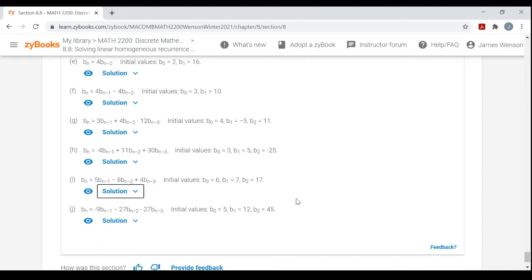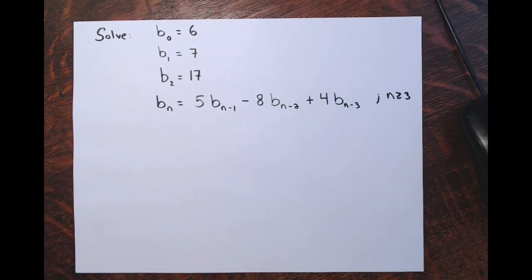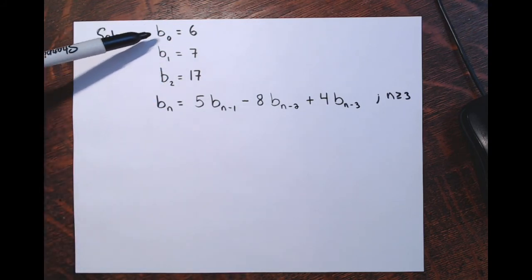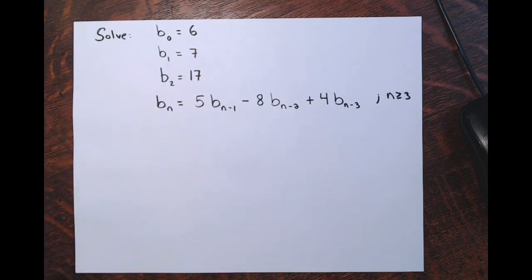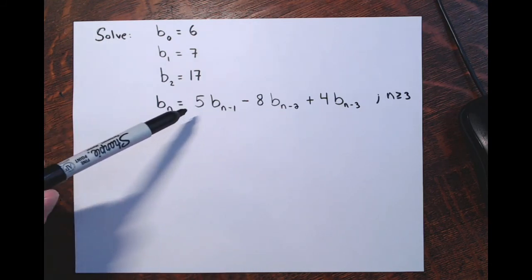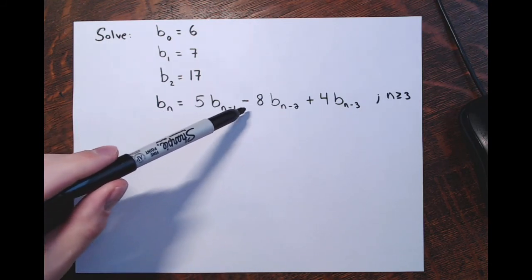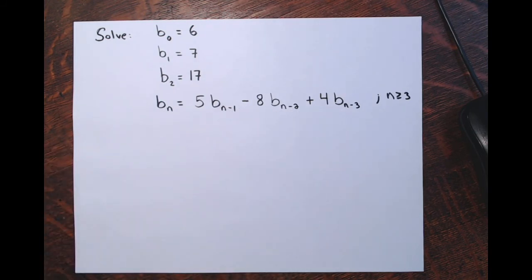this recurrence relation. So I'll go to some paper and do that. Okay, so here's the 883 part I. So again, we have our initial values here. B0 is 6, B1 is 7, B2 is 17. And here's our recurrence relation. Every term is 5 times the previous term, minus 8 times the term before that, plus 4 times the term before that. And you could list off some other terms if you want to find B3, B4, B5, whatever.